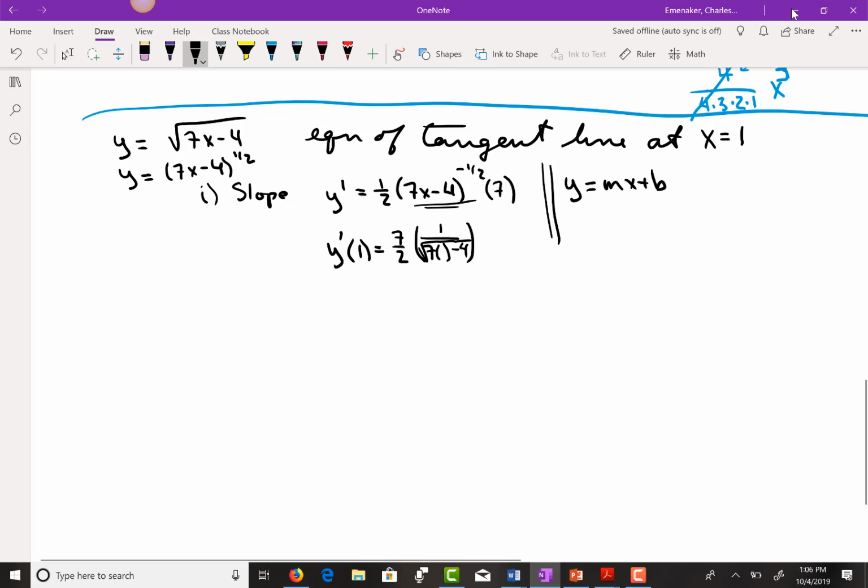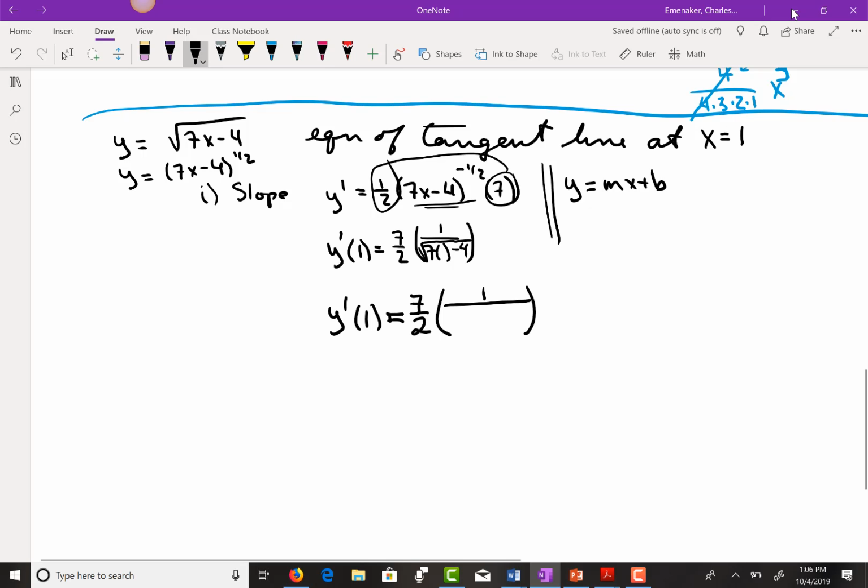Okay, let me rewrite that. Yeah, it's not letting me erase. Okay, so I'll rewrite it bigger here. Now it's not writing. There we go. Y prime of 1 equals. You've got the 7 and the 1/2. Those will multiply together to give you 7 over 2, times. Notice the exponent's a negative. That means it's going to the denominator. We've got a 1 over.